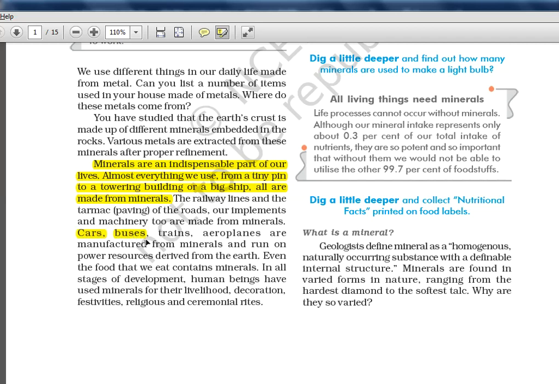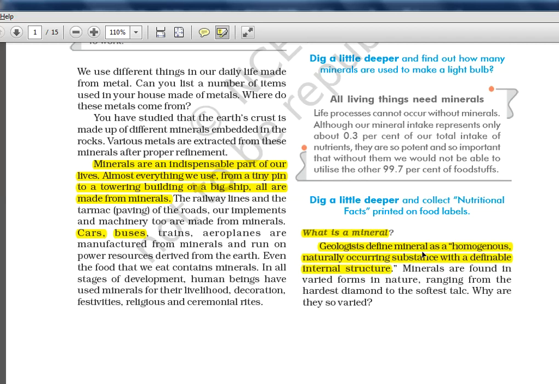The transport sector needs minerals. Actually, chapter 7 of this class 10th is about transport and communication, so there we'll again see railways, roadways and so on. Then what is a mineral? That's what we are going to deal with. Geologists define a mineral as a homogeneous, naturally occurring substance with a definable internal structure. So there is a definite structure, not like a rock.